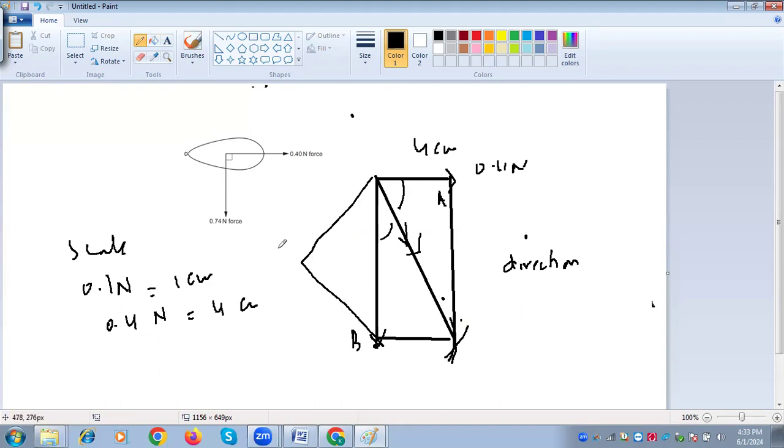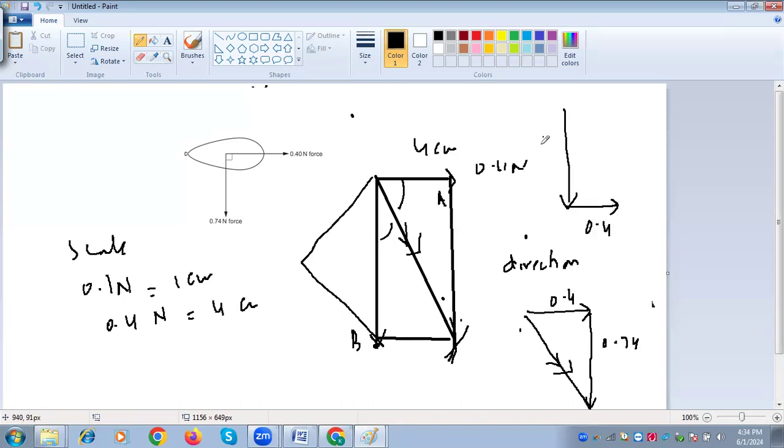If you are doing it by the head to tail rule, this force 0.4 and this force this way, and this is the resultant. The resultant has its tail attached to the tail of the first vector. First vector is 0.4 and second vector 0.74. You can alter also. You can draw 0.74 first and 0.4 later, but follow the rule: the tail of the resultant joins the tail of the first vector, and the head of the resultant joins the head of the last vector. So measure the length. In all three cases, the length will be the same.